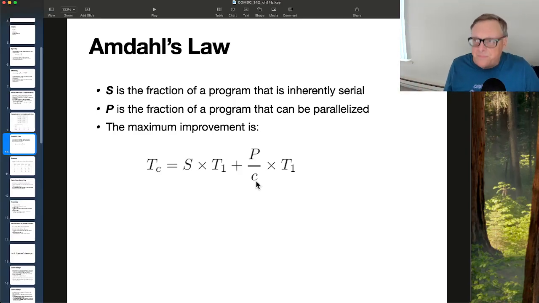This is important. It reminds me of many other things, like chemistry. If you have any kind of multi-step process and you can only improve one step, then you can't improve anything too far. The point is that more cores will speed up the parallel part, but you can't speed up the serial part. So you're going to hit a limit.